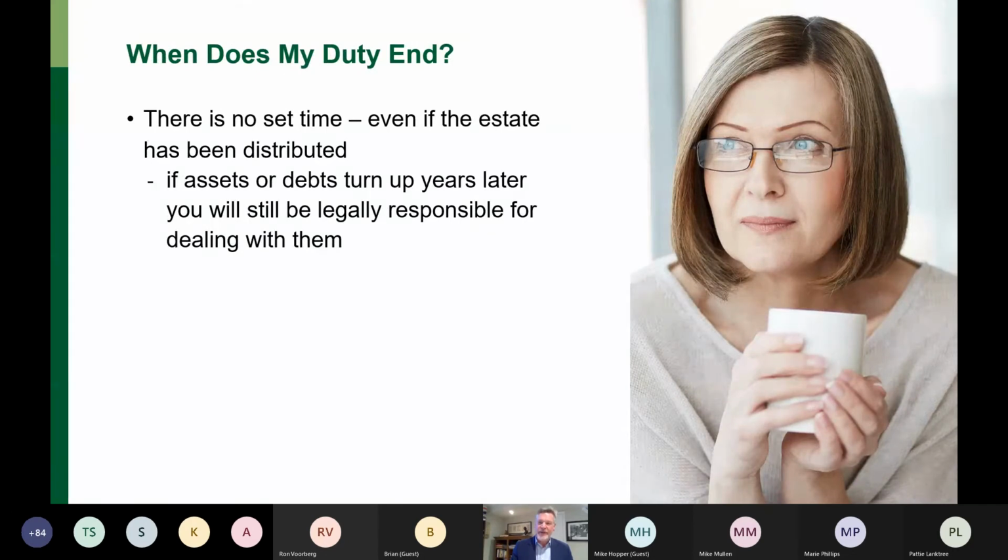So then, does your duty end? And the answer is sometimes. And the majority of times it would. Not all estates are difficult to do, but there are times when you may be recalled in. You thought everything was signed off, but you may be called in to be an executor again for that same estate. And that's when, if assets or debts turn up years later, you may still be legally responsible for dealing with some of them. I'll share one story, just not a terrible story, but a story of myself when we had to reopen our own estate for my father.